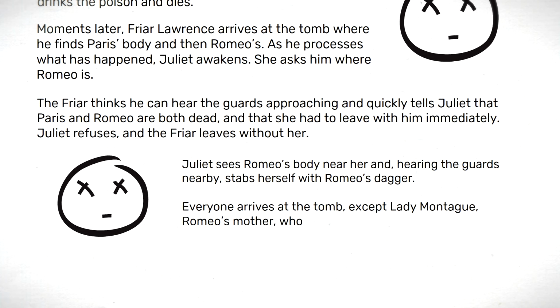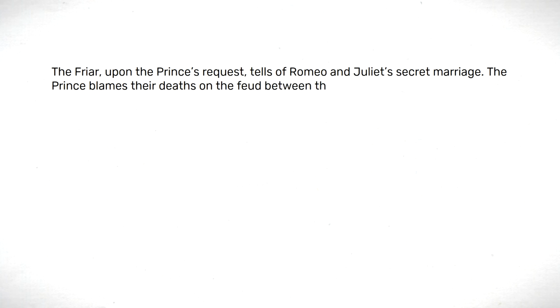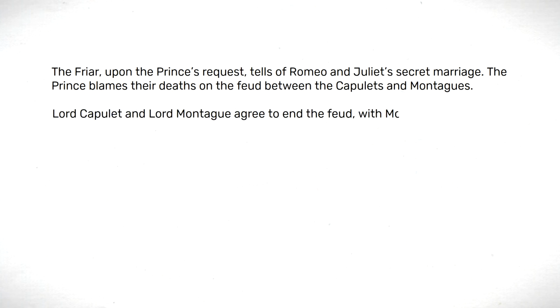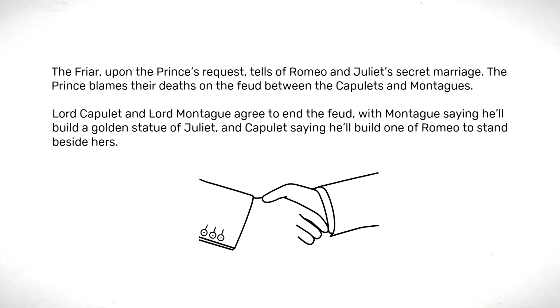Everyone arrives at the tomb, except Lady Montague, Romeo's mother, who has since died of grief over Romeo's exile. The friar, upon the prince's request, tells of Romeo and Juliet's secret marriage. The prince blames their deaths on the feud between the Capulets and Montagues. Lord Capulet and Lord Montague agree to end the feud, with Montague saying he'll build a golden statue of Juliet, and Capulet saying he'll build one of Romeo to stand beside hers.